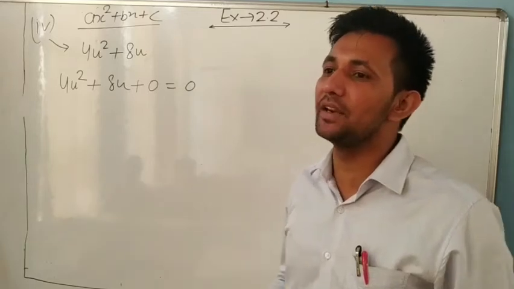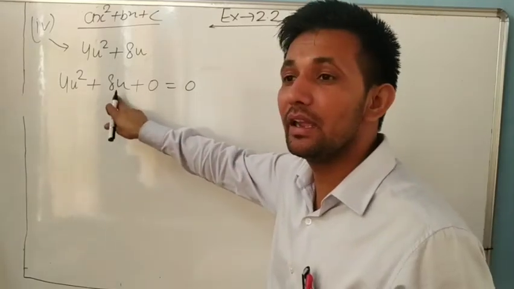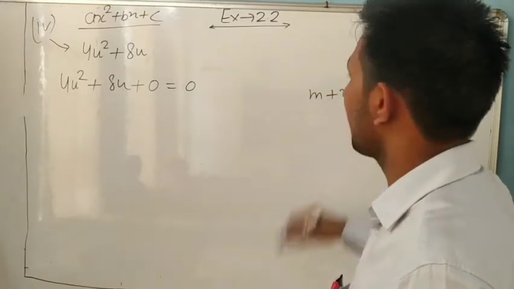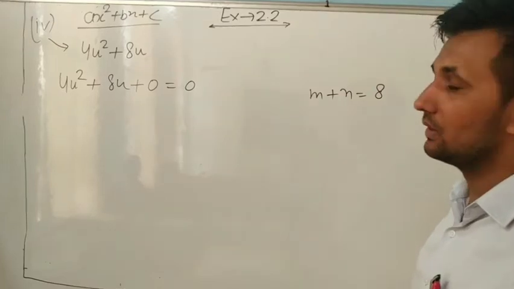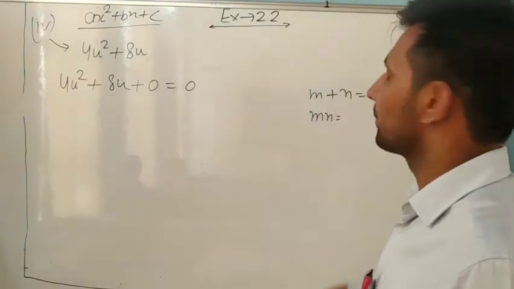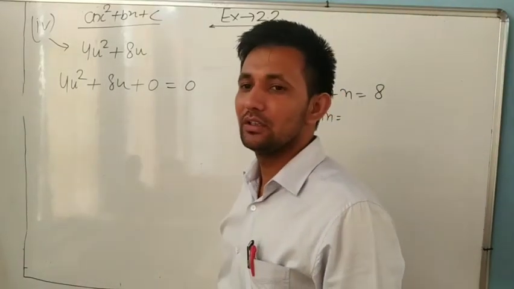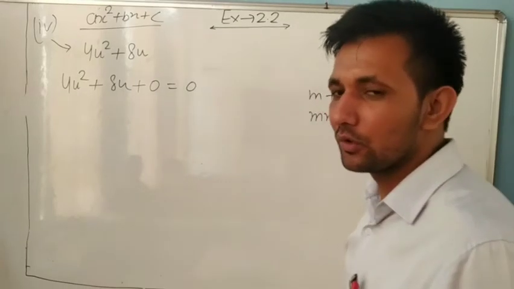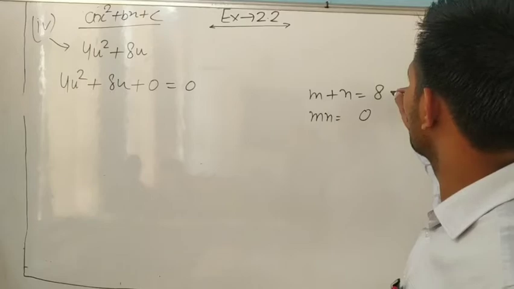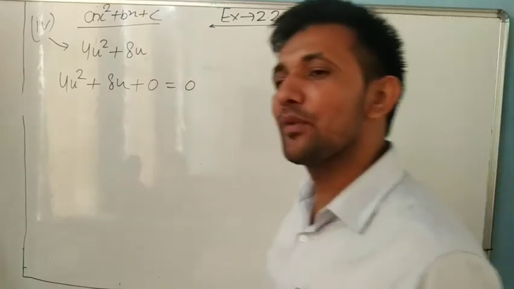Now you will split the middle term. The sum of two numbers is 8, so m plus n is 8, and the product m into n is first and third, 0 into 4, which is 0. So what two numbers will you take? Otherwise you can also find it directly.